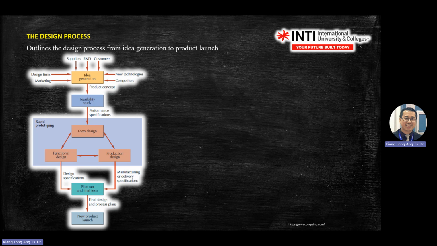Okay, so when you elaborate points, don't repeat the same word. You need to elaborate. For example, for functional design, don't always repeat the word functional. You need to tell me what you understand about the word functional. Then the next one, production design. Production design is where you look into how you manufacture it, how you fabricate it.